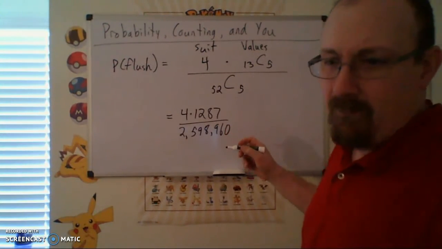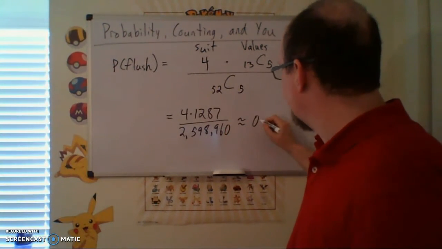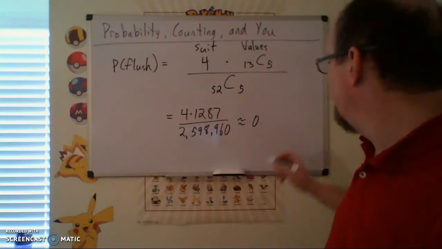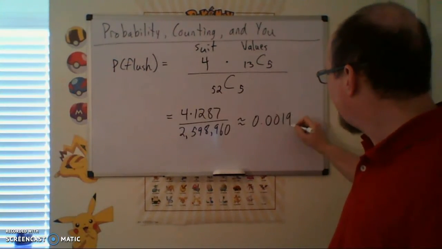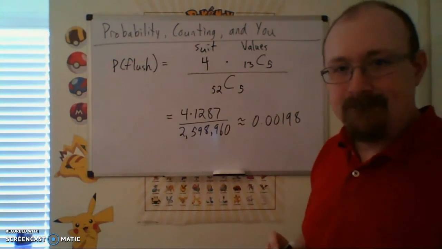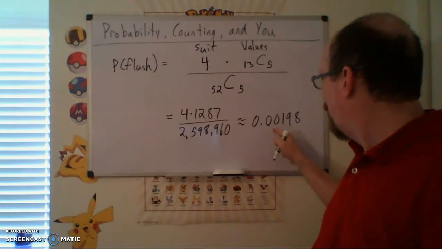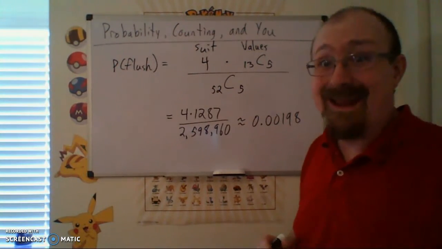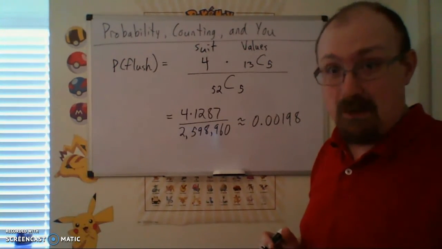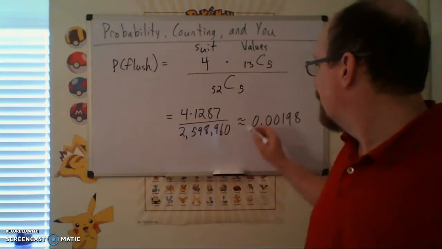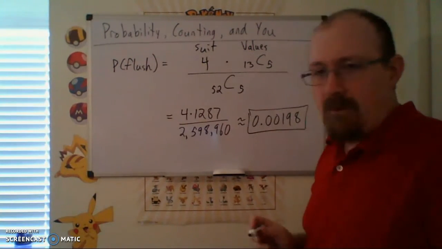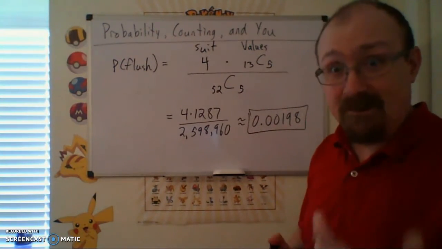Feel free to come up with one, but I would totally understand if you go into decimal approximation land. I got 198. So even moving the decimal point a couple of times to make a percentage, we're looking at a less than 1% chance for a flush. So that's where I'm going to call that particular example.